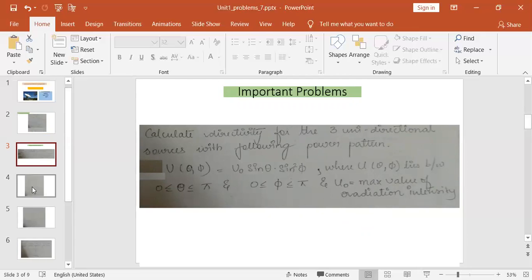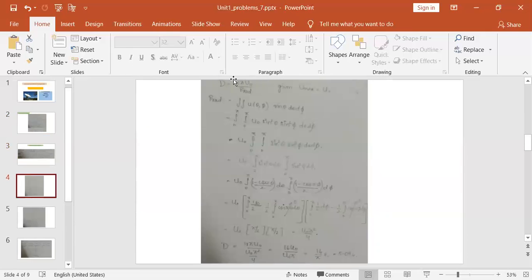So what is the formula? Formula is D is equal to 4 pi into U max by P radiated. Here U max is equal to U naught. So in place of U max, we can put U naught. So P radiated is equal to integral of U of theta comma phi into sine theta d theta d phi. So first we'll calculate P radiated and then substitute in the expression of D.